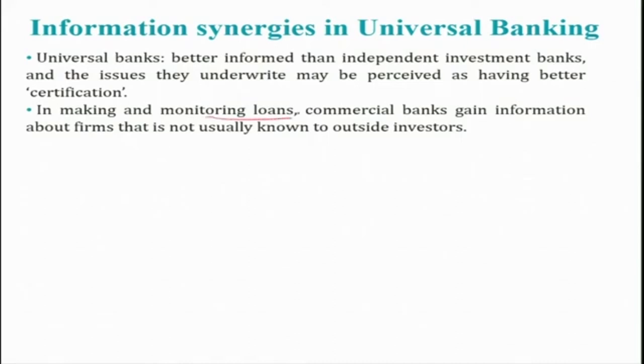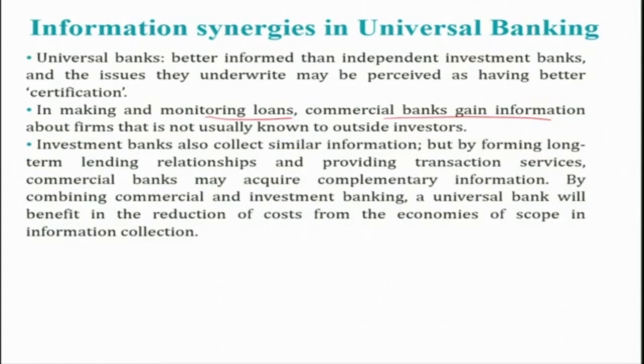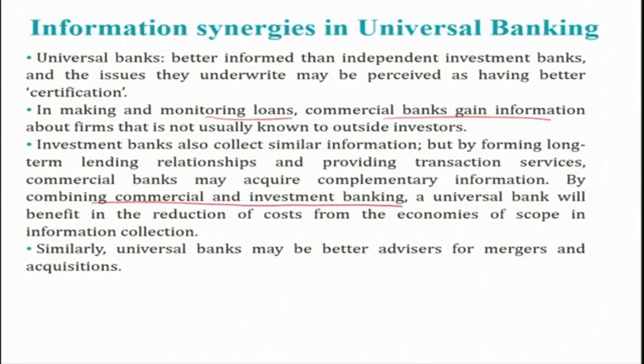In making and monitoring loans, for example, commercial banks gain information about firms that is not usually known to outside investors. That is one. Investment banks also collect similar information, but by forming long-term lending relationships and providing transaction services, commercial banks may acquire complementary information as well. By combining commercial and investment banking, a universal bank will benefit from a reduction of cost from the economies of scope in information collection. Similarly, as I mentioned before, universal banks may be better advisors for mergers and acquisitions.